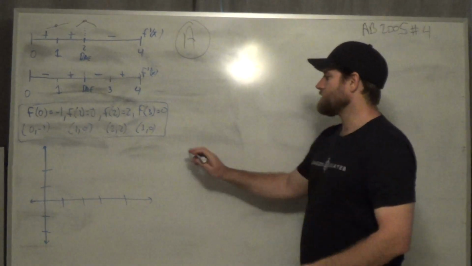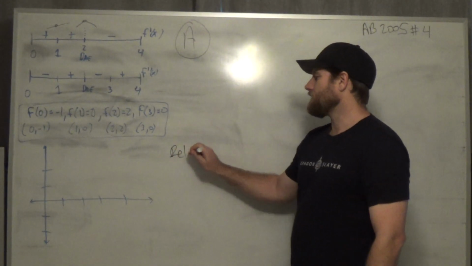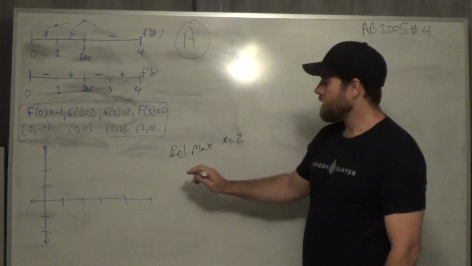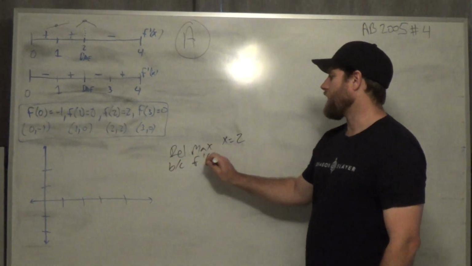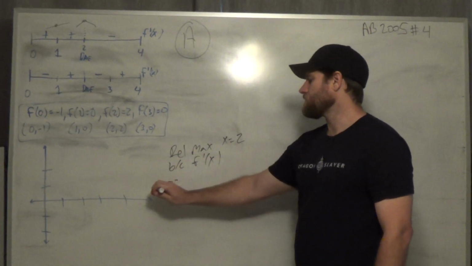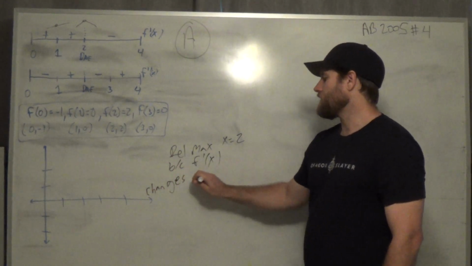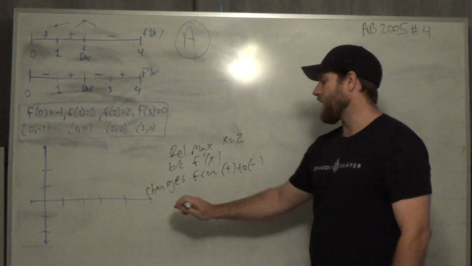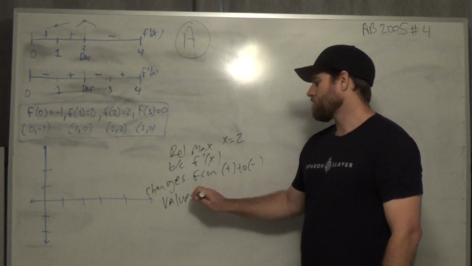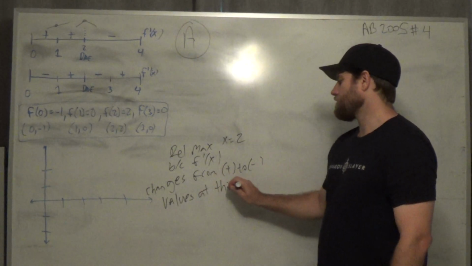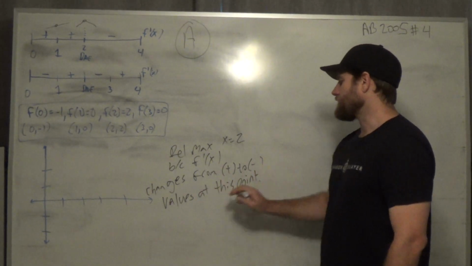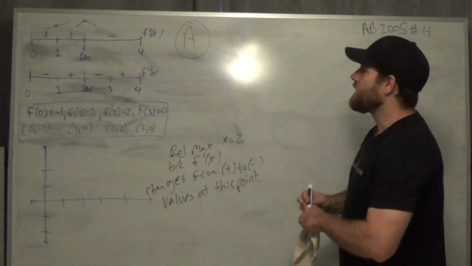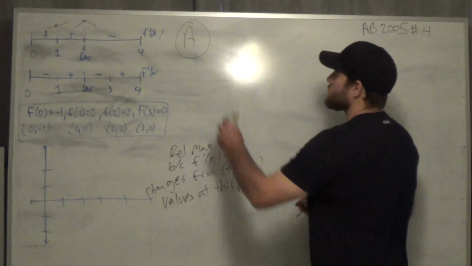And part A is simply that there is a relative max at x equals 2, because f prime x changes from positive to negative values at this point. I guess I could have stopped the sentence right there. F prime x changes from positive to negative. Alright, that's part A.